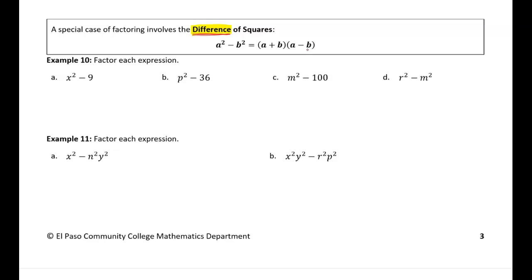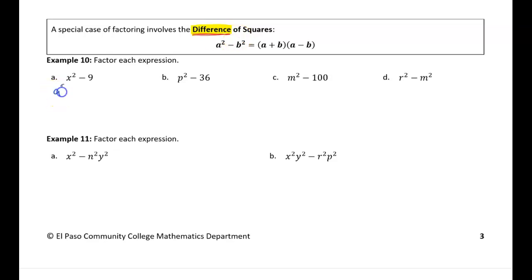So let's try it. Example 10, factor each expression. On part A, we have x squared minus 9. Looking different than our other examples, there's only two terms here. And I'm recognizing that I have an x squared to start, and I also have a 9. That 9 is a nice perfect square. So I'm going to try out this rule then.